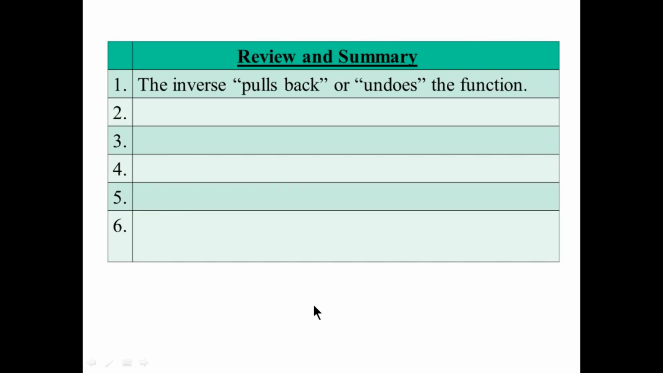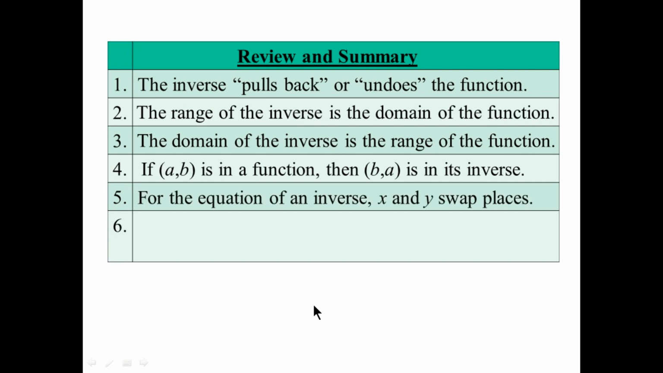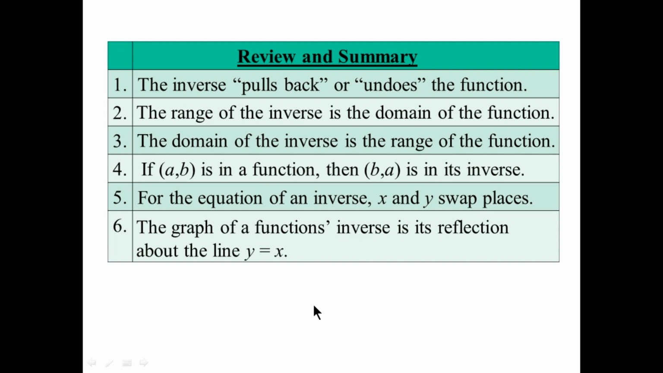Review and summary. The inverse pulls back or undoes what a function did. The range of the inverse is the domain of the function. The domain of the inverse is the range of the function, so they trade places. If (a, b) is in a function, (b, a) is in the inverse of that function. For the equation of the inverse, x and y swap places, and then we isolate y. The graph of a function's inverse is its reflection about the line y equals x.